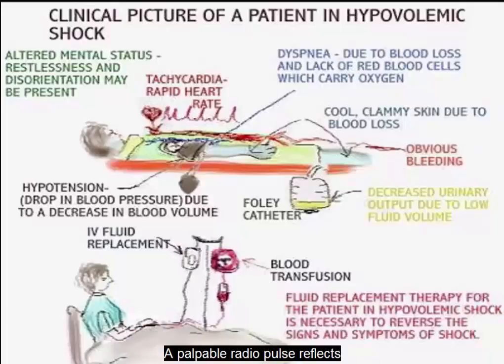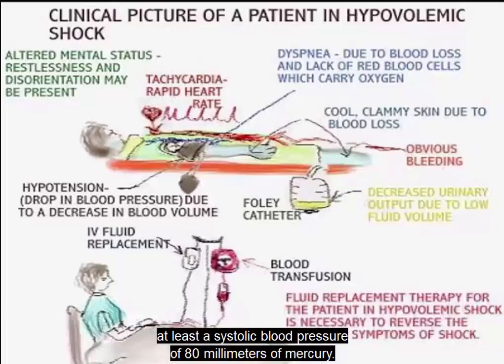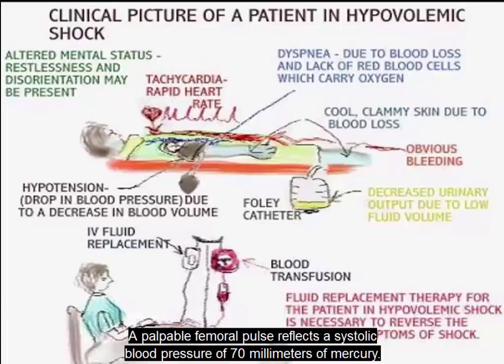A palpable radial pulse reflects at least a systolic blood pressure of 80 millimeters of mercury. A palpable femoral pulse reflects a systolic blood pressure of 70 millimeters of mercury. A palpable carotid pulse reflects a systolic blood pressure of at least 60 millimeters of mercury.